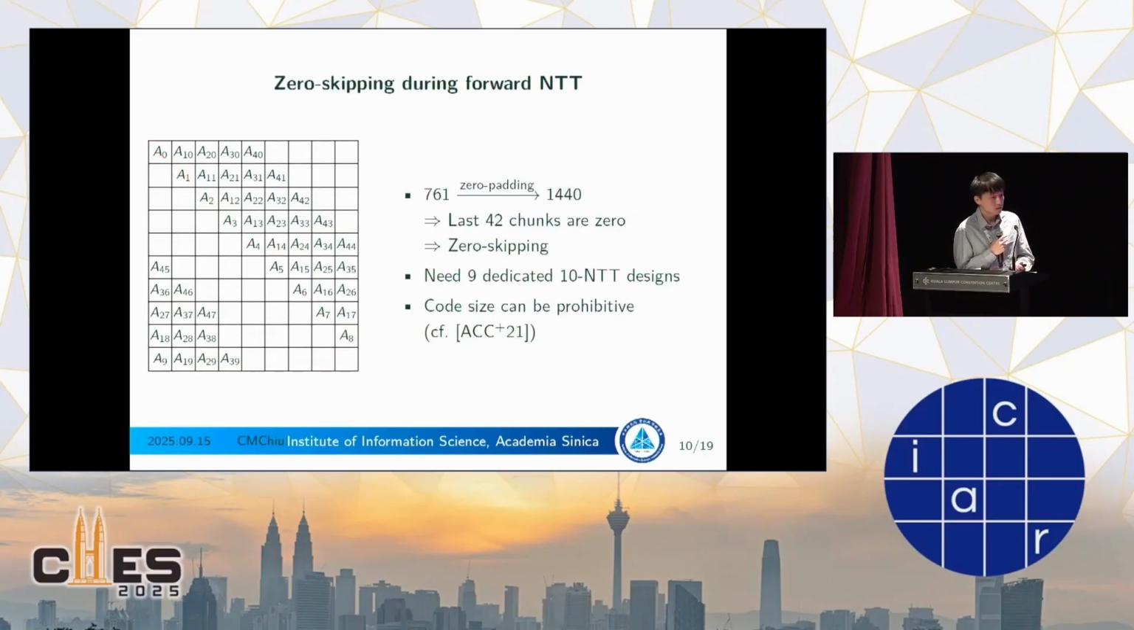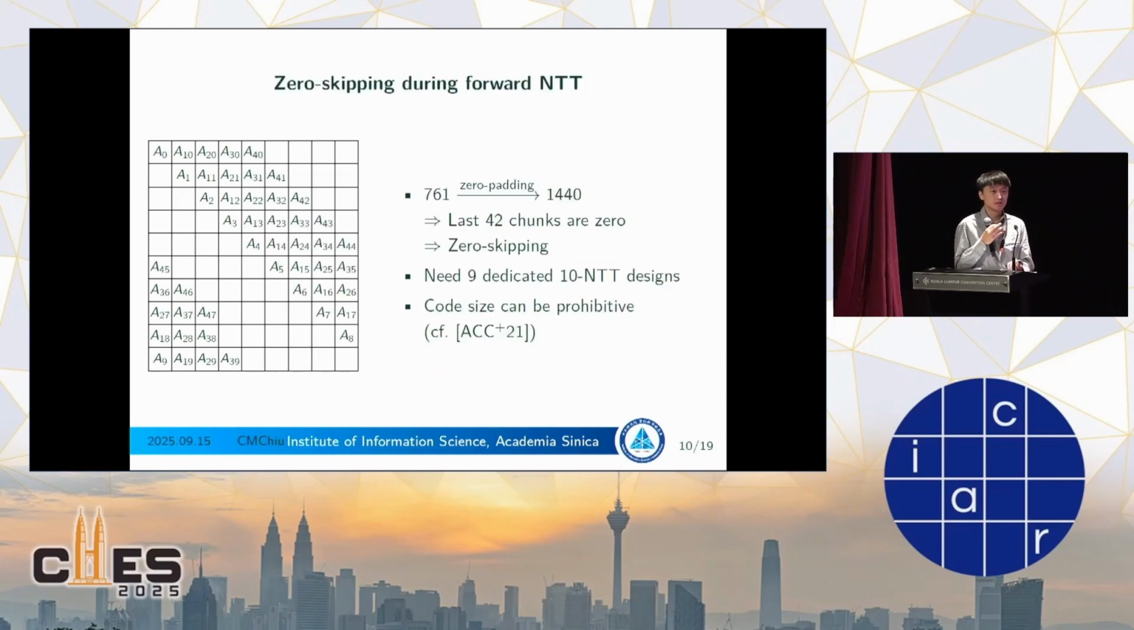Because of the zero padding in the forward direction, in layer 1, roughly half of the chunks will be 0. This suggests the use of zero skipping to greatly simplify the 10-point NTT for each column. Similar techniques have already been proposed and used in multiple prior works. But all of them face the same issue: because of the differently located zeros in each of the columns, we will need multiple dedicated designs, one for each of the cases. So in our case here, it is 9 designs.